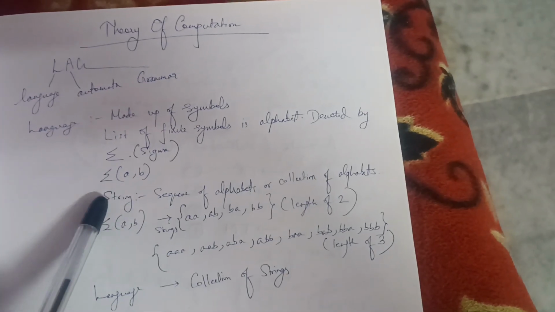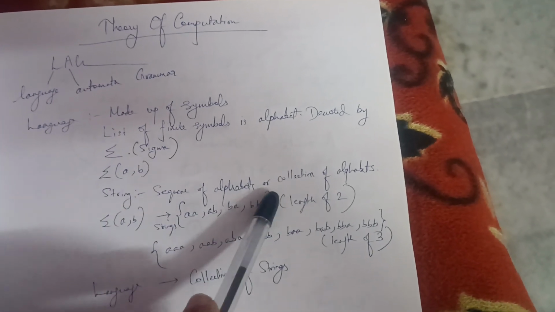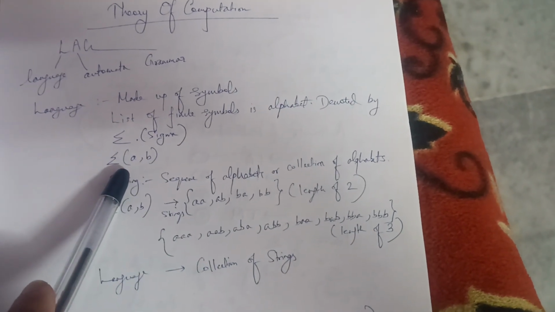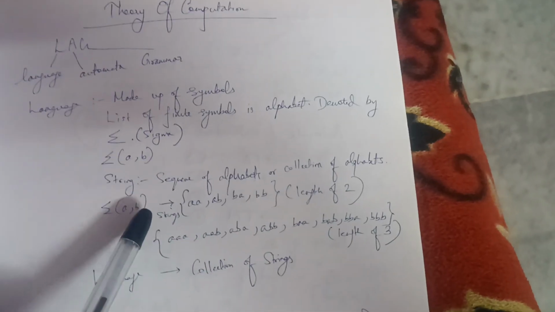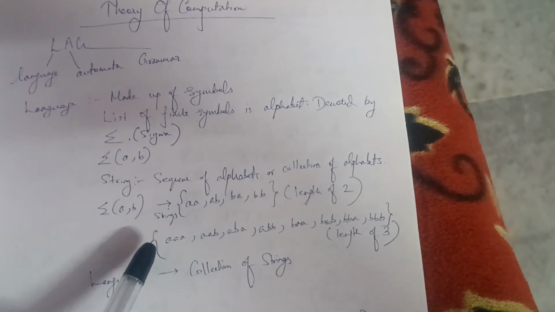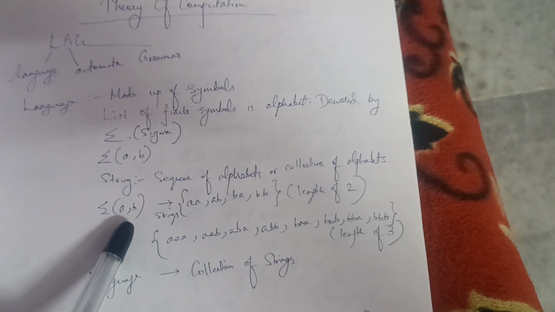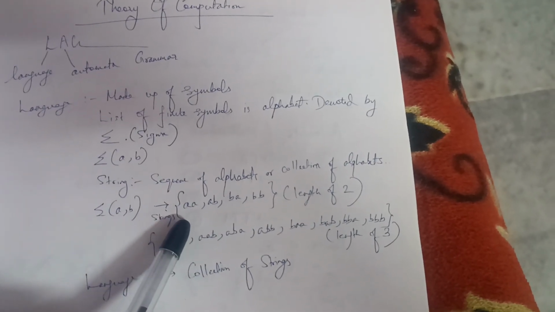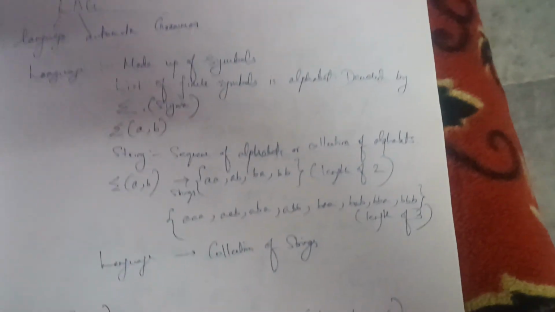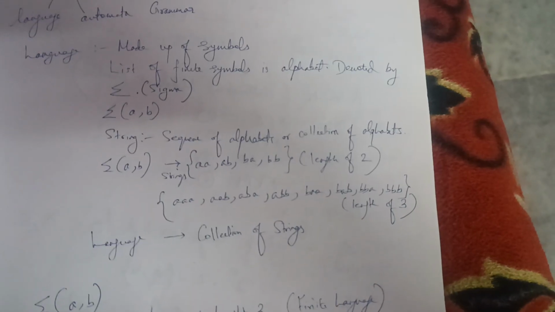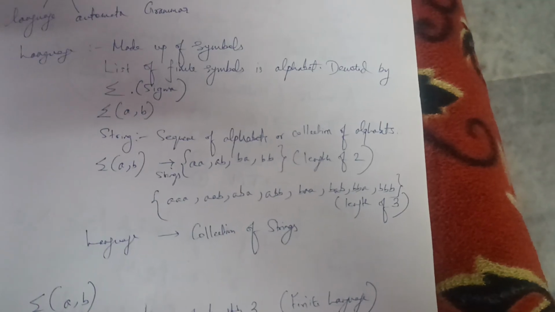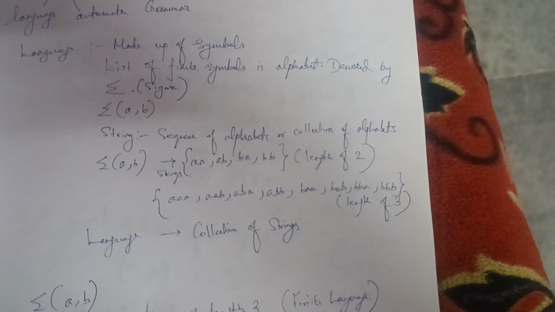And what is a string? A string is a sequence or collection of alphabet symbols. So sigma {a, b} consists of strings like AA, AB, BA, BB. These are all strings, or collections of alphabet symbols. But these will only have a length of 2, since each consists of only two symbols.